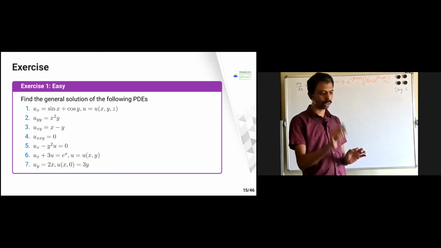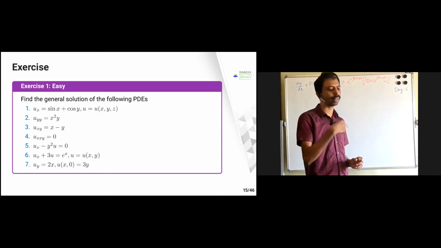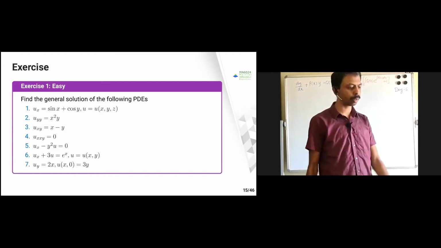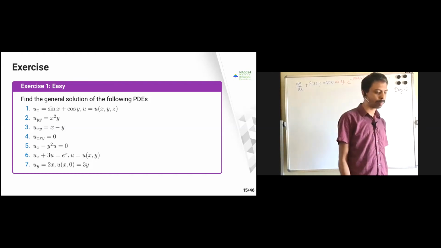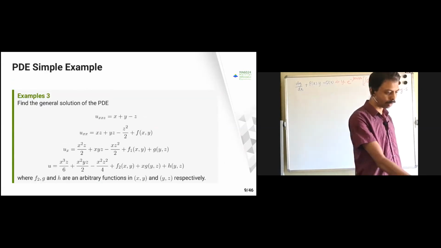You have to substitute that value and then eliminate that function f of y. What is the f of y that you have to find, and then you have to substitute. For example, the seventh problem, what is the solution? The seventh problem we have already solved. Okay, the seventh problem is already solved here.